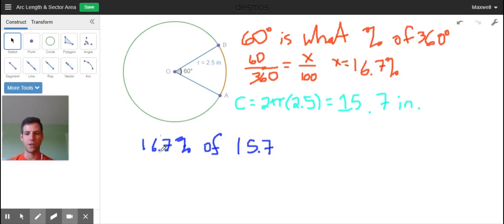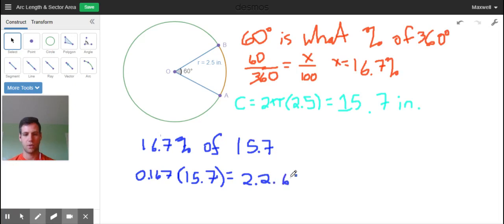To find that, all we need to do is make our percent into a decimal, which turns into 0.167, and then multiply that by our circumference to get our final answer, which is going to end up being about 2.62 inches.